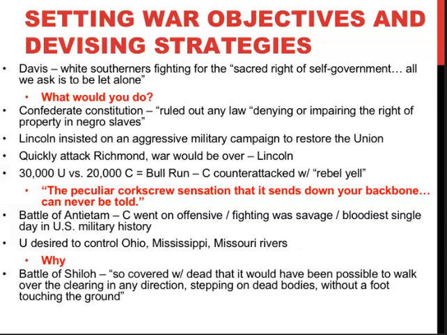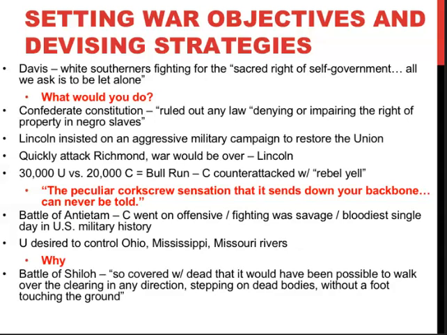The Confederates counterattacked with what was known as a rebel yell, a vocal thing that they yelled, and it said, quote here, "The peculiar corkscrew sensation that it sends down your backbone can never be told." That scream was very fearful to the Union soldiers.